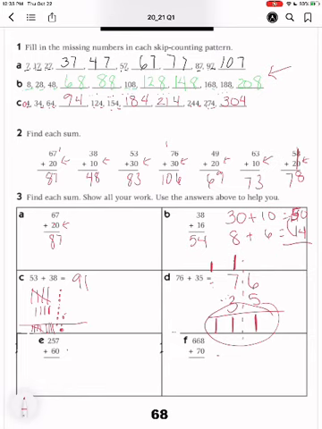So we're at 257. And we just want to add 6 10s. So I'm going to write 6 10 sticks here. 1, 2, 3, 4, 5, 6. Okay. So 267, 277, 287, 297, 307, 317.